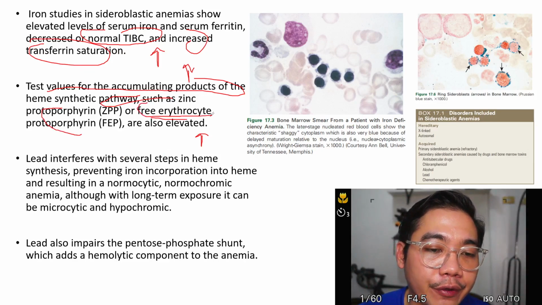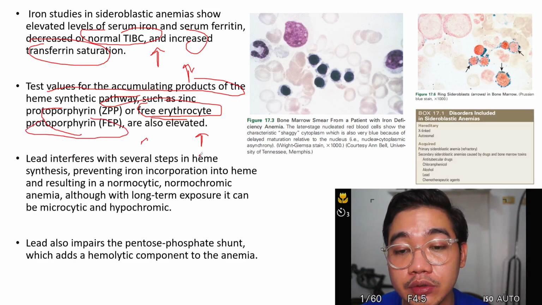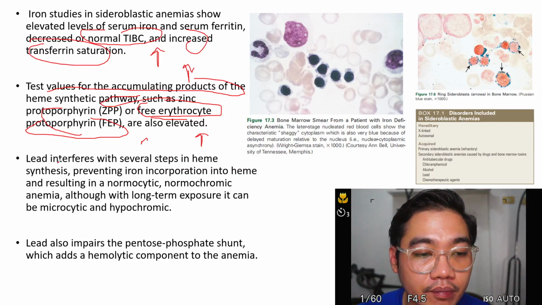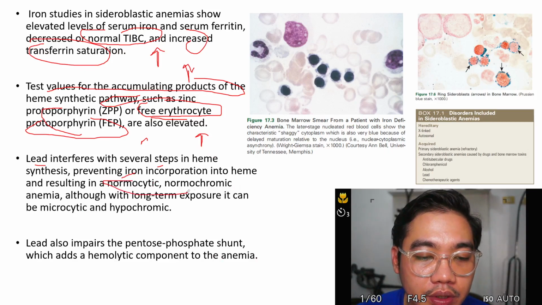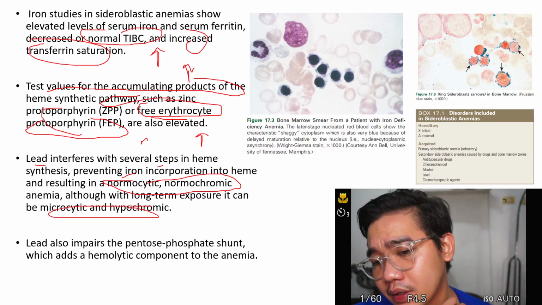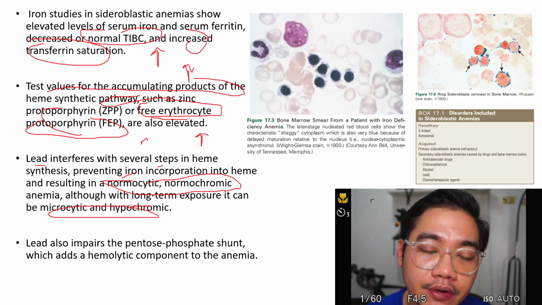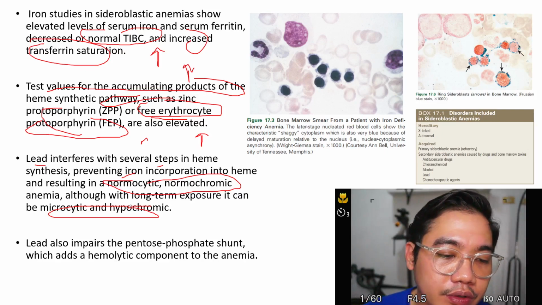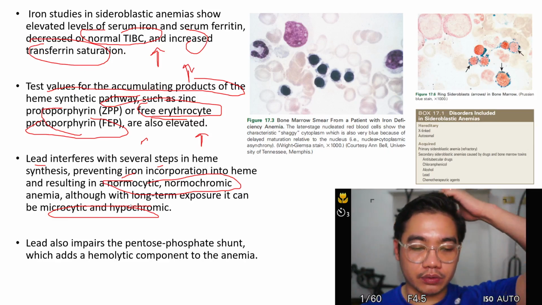The meaning of free erythrocyte protoporphyrin is it's a protoporphyrin that is outside your red blood cell. So lead interferes with several steps in the heme synthesis, preventing iron incorporation into the heme, resulting in a normocytic normochromic anemia. Although with long-term exposure, it can be microcytic and hypochromic. So eventually it will become microcytic and hypochromic because there is no hemoglobin formation. Lead also impairs the pentose phosphate shunt, which adds a hemolytic component to the anemia.